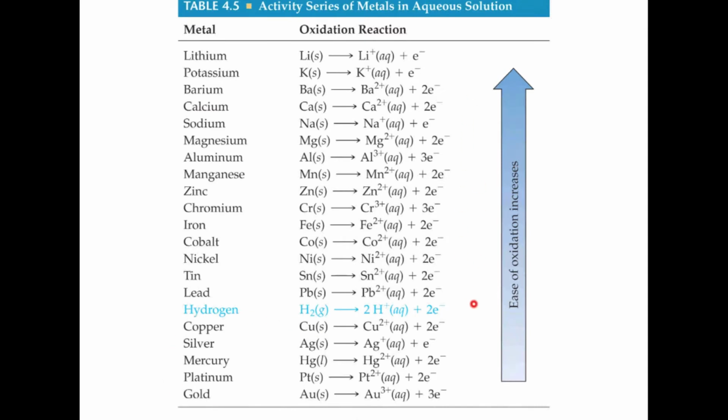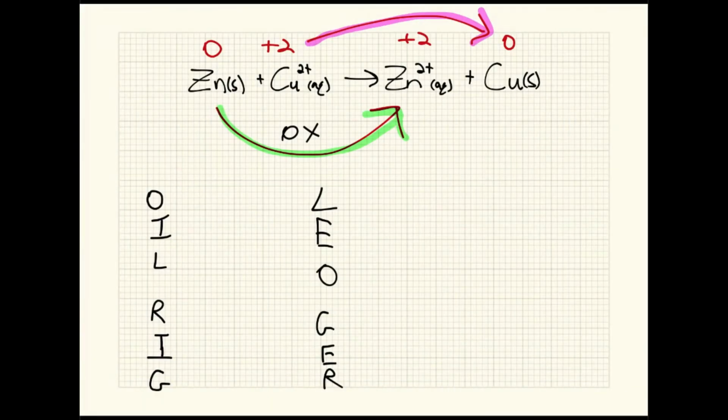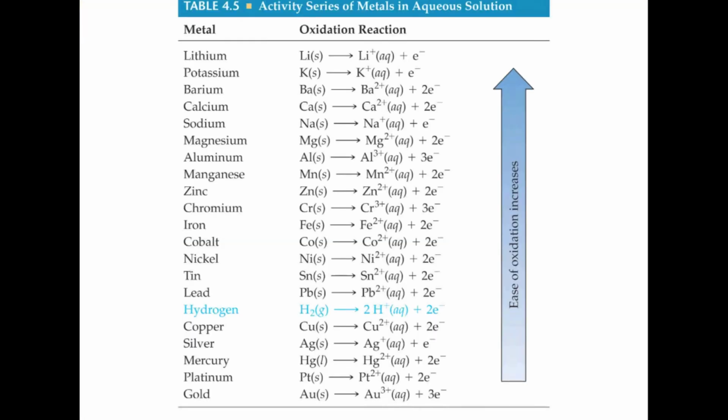So what this activity series allows us to do is evaluate whether or not a particular redox process is likely to happen. For example, referring back to what we have here, this is a process by which zinc is oxidized by copper. So can zinc be oxidized by copper? That question is answered by where they are relative to one another in the activity series. Notice that zinc is right here, above copper, which is right down here.